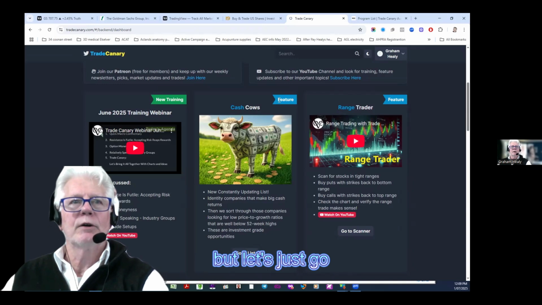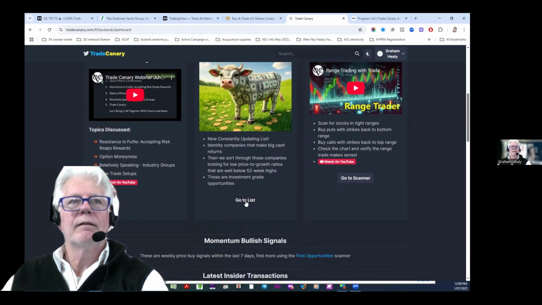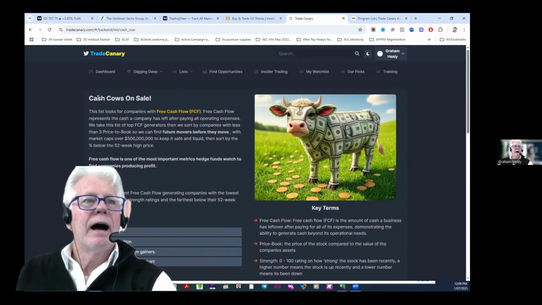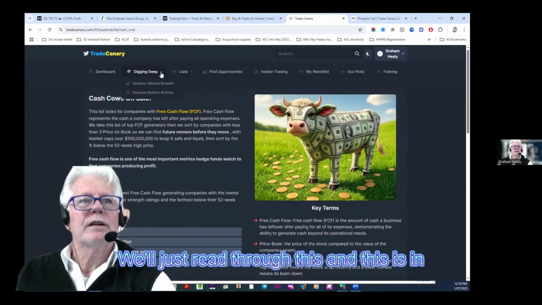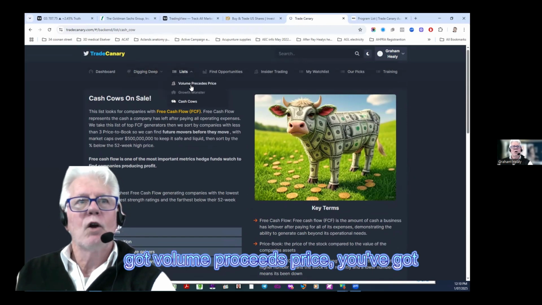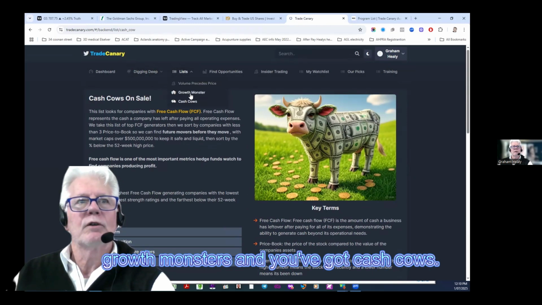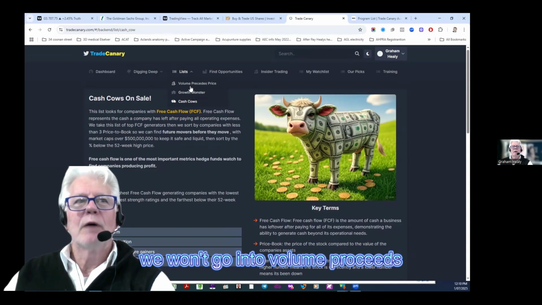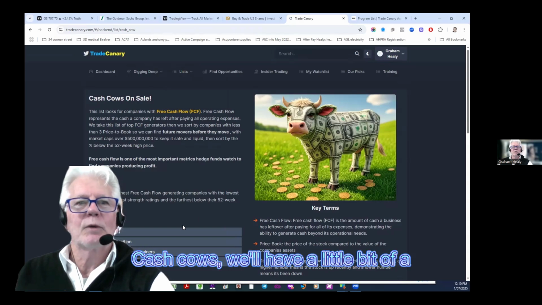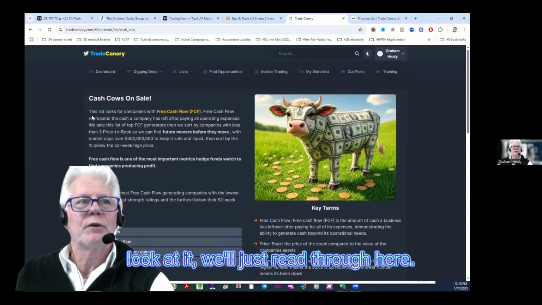But let's just go to Cash Cow options. We'll just read through this. Now, this is on the lists, so you go to lists here. You've got volume precedes price, you've got growth monsters, and you've got cash cows. We won't go into volume precedes price or growth monsters, similar thing. Cash cows, we'll have a little bit of a look at it. We'll just read through here.